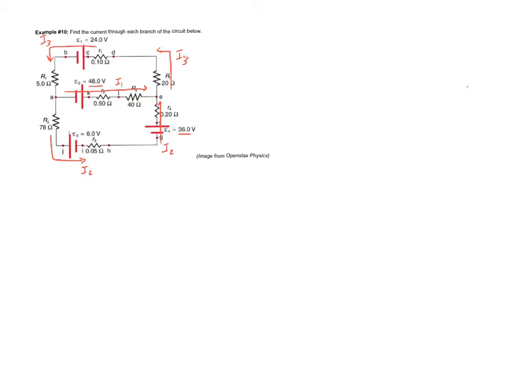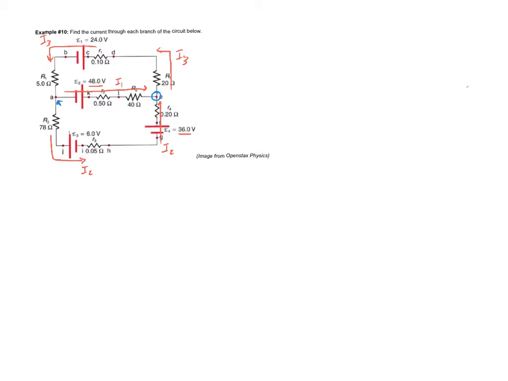The next thing is to actually use Kirchhoff's laws. The first of Kirchhoff's laws is that the current into a junction has to be equal to the current out of a junction. So we're going to choose a junction. I'm just going to choose this one right here. The only other one that you could choose is over there. It doesn't really matter. You're going to get the same thing either way.